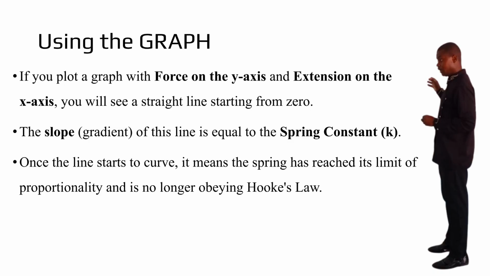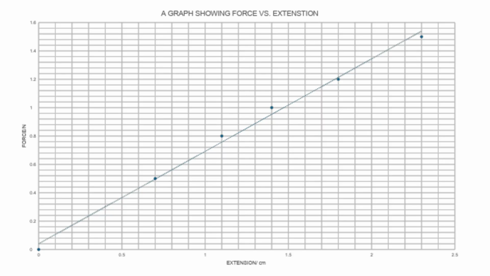When graphing force versus extension, the resulting straight line slope is the spring constant, k. If the line begins to curve, Hooke's law no longer applies. This graph illustrates the relationship between force and extension, showing a clear linear relationship initially, consistent with Hooke's law.